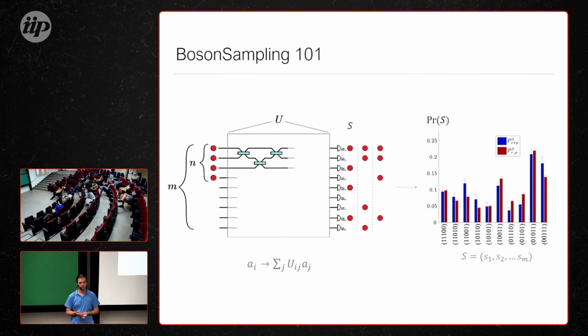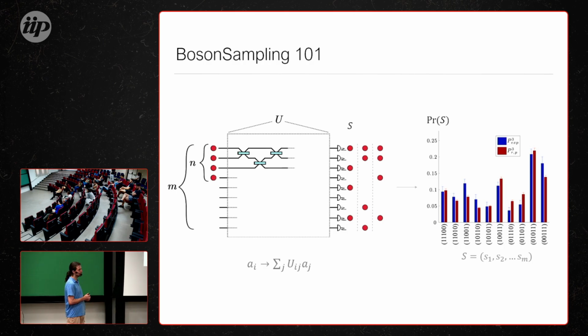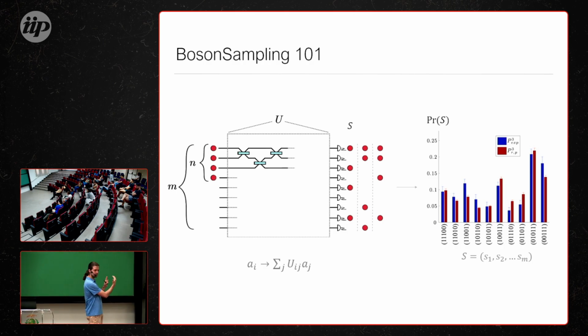However, there was a paper from earlier this year showing that you could also do boson sampling with a logarithmic depth circuit, which uses these butterfly networks and stuff.